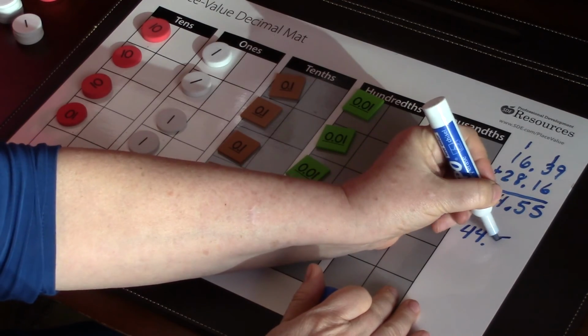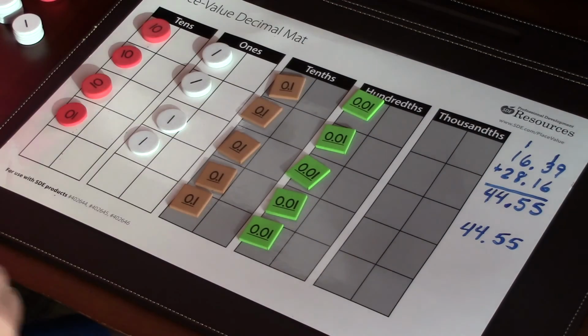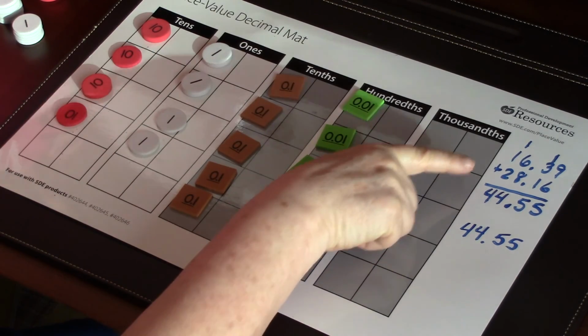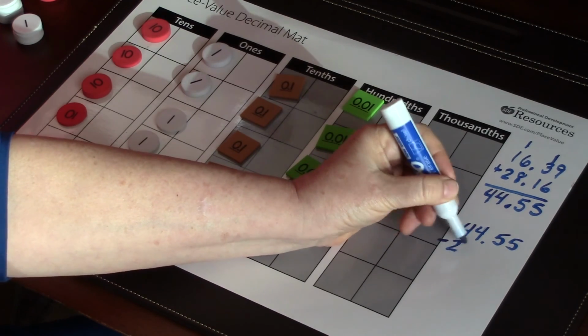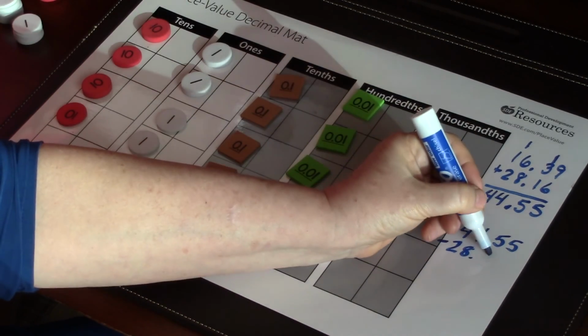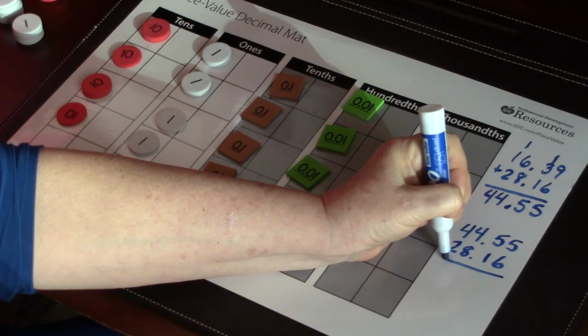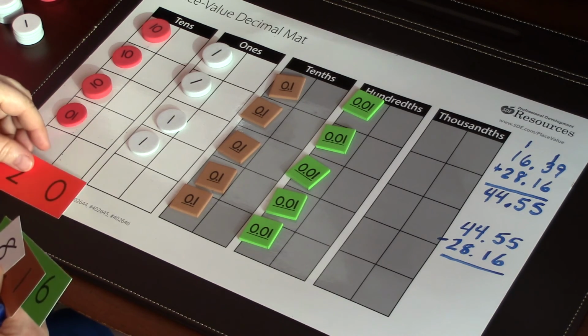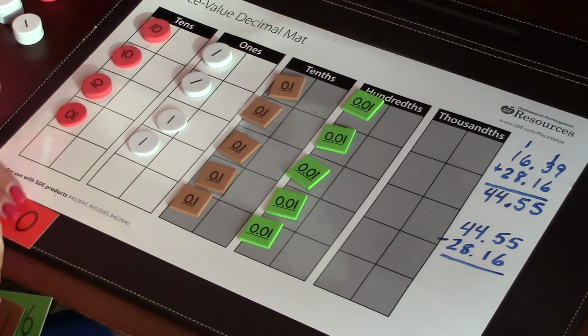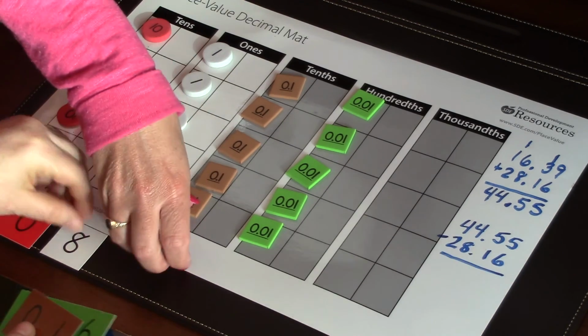44 and 55 hundredths. And what do we subtract from that whole? Well, I could take away either part. I'm going to take away 28 and 16 hundredths. Now what differs in the subtraction board is we're going to bring in our place value strips. So what you want them to do in their place value strips is show that value, and we're going to put it down here at the bottom so we have room for our discs when we have to regroup.